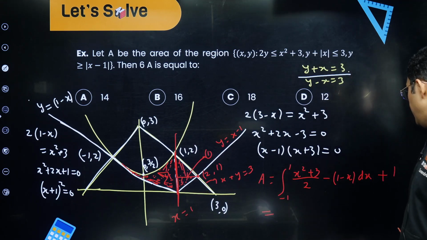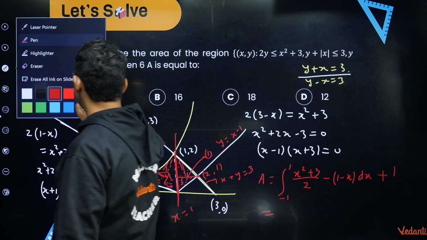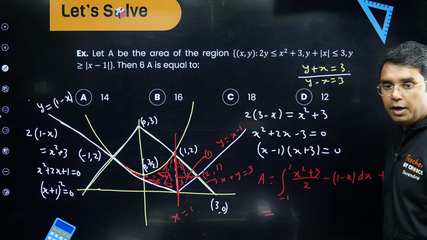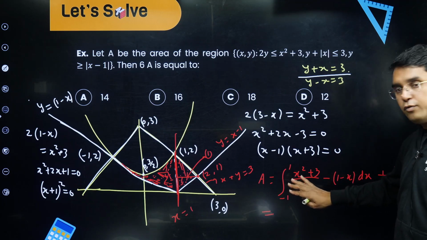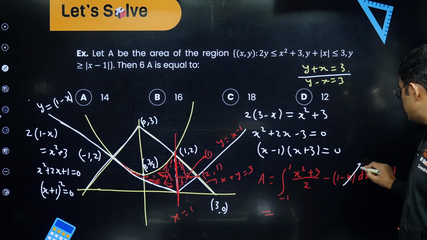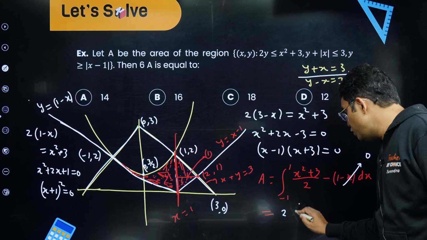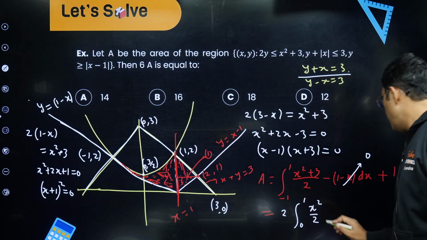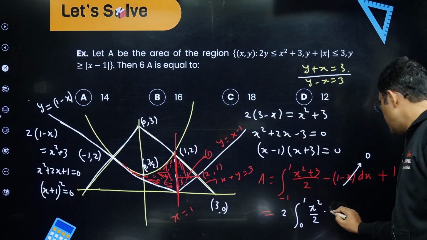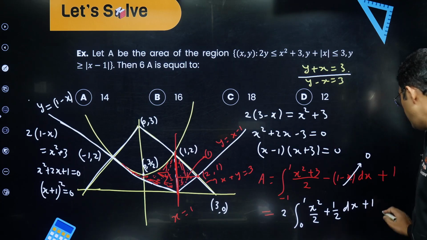Now to find this area, I think we can remove this x. Why can I remove this x? Because if you integrate this x, it is an odd function and we are looking for area from -1 to 1, so we can remove it directly. And for the other part you can say it is 2 times the integral from 0 to 1 of x²/2 + 3/2 - 1, so it is plus 1/2, dx, plus 1 will be the area.